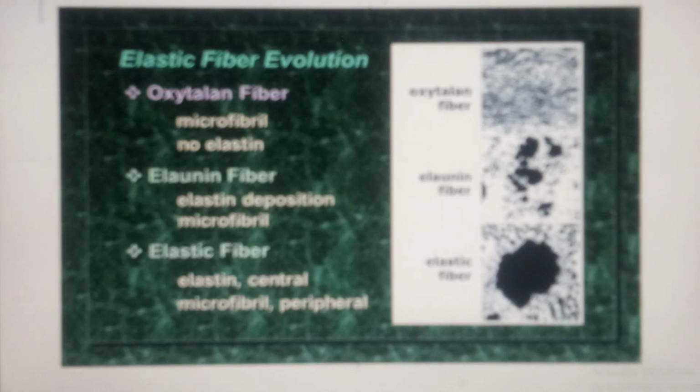Then we came to what we call elaunin, and with elaunin, although we will see the microfibrils, we have irregularly placed patches of elastin, which are deposited in it. That's what we call elaunin. Then in situations where we have a lot of elastin, centrally placed with peripherally oriented microfibril, then we have what we call elastic fiber. So that's the system. Okay, please get to know that.